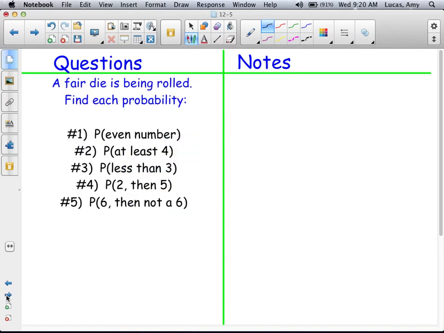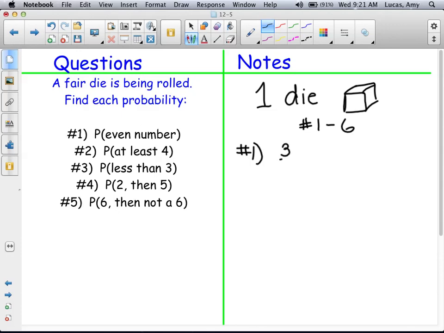Next example, a fair die is being rolled. Find each probability. So we're just rolling one fair die. That's it. So that means that you've got the numbers from 1 through 6 on that fair die. So the probability of getting an even number would be 2, 4, or 6. So 3 out of 6 or 1/2 are even numbers.